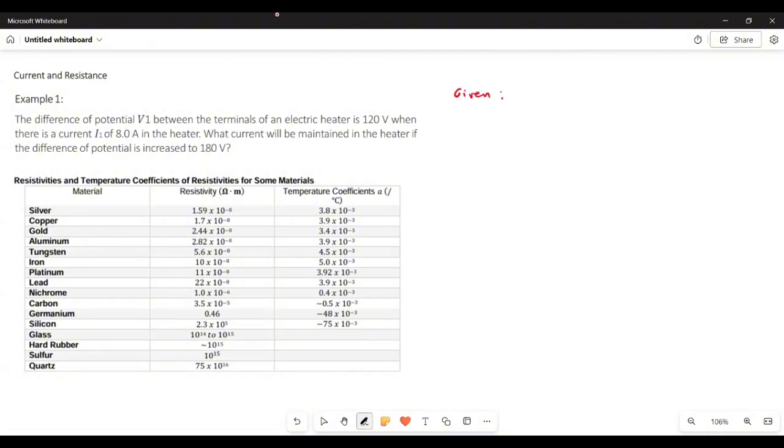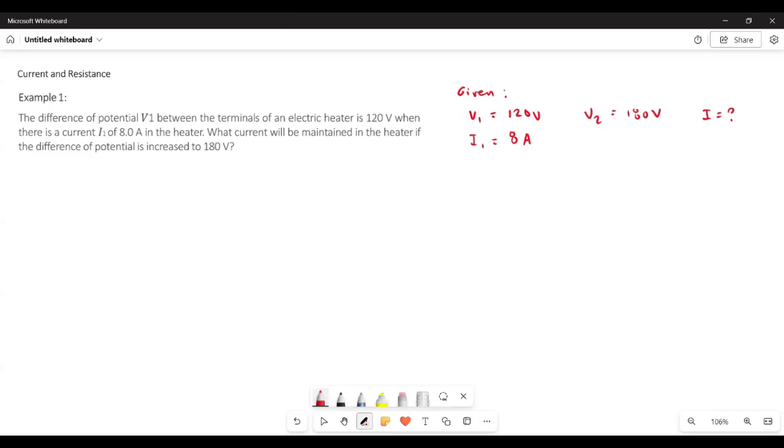So yung given, meron tayong V sub 1 na electric potential. Ito ay 120 V. And then binigyan din tayo ng current or I sub 1 na 8 amperes. So meron din binanggit na nag-increase yung ating potential or V sub 2 is equal to 180 volts. So okay. So ang hinahanap sa atin is current daw. So I ang pinapahanap sa atin. Okay, so gamitin natin yung ating Ohm's law. So meron tayong formula sa Ohm's law na isa sa mga nabanggit natin kanina is V is equal to IR, or yung ating potential is equal to the current multiplied to resistance natin.